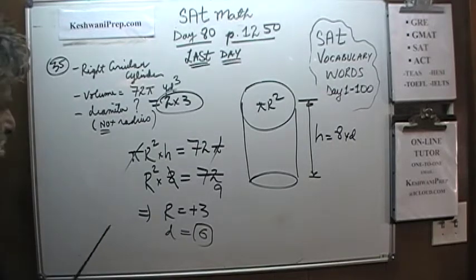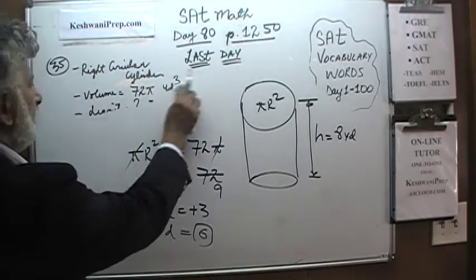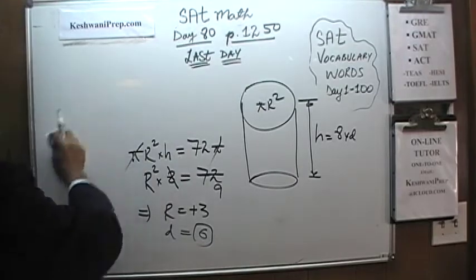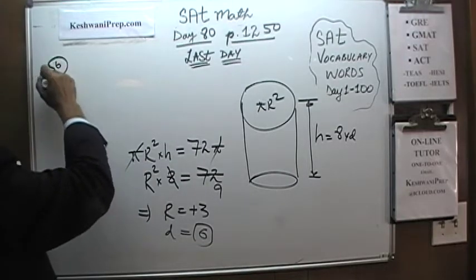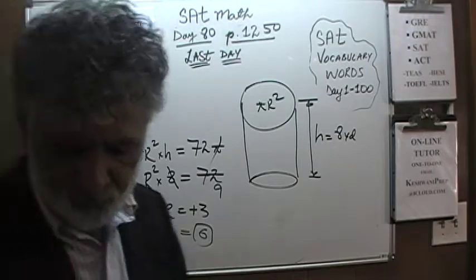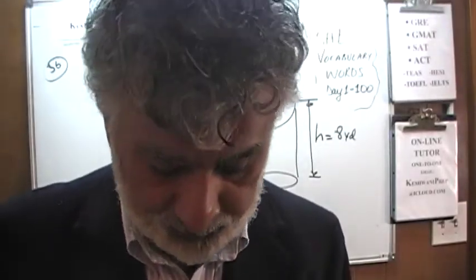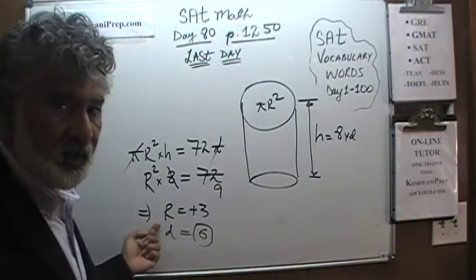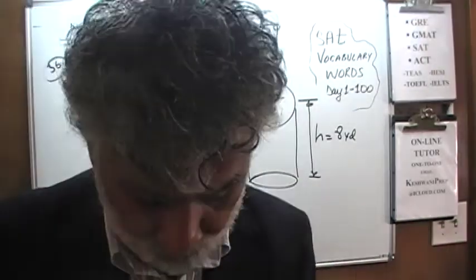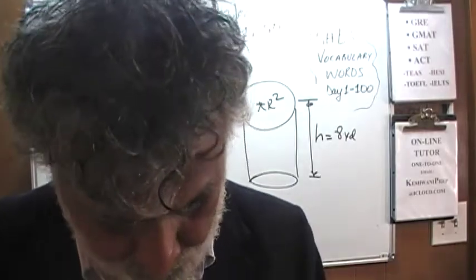Number 36. You'll be surprised how many times I have seen kids do all the work, but they don't pay attention to what is being asked. They find the radius at the end, they stop right there and they grid in 3. 3, of course, is wrong. We're looking for the diameter.